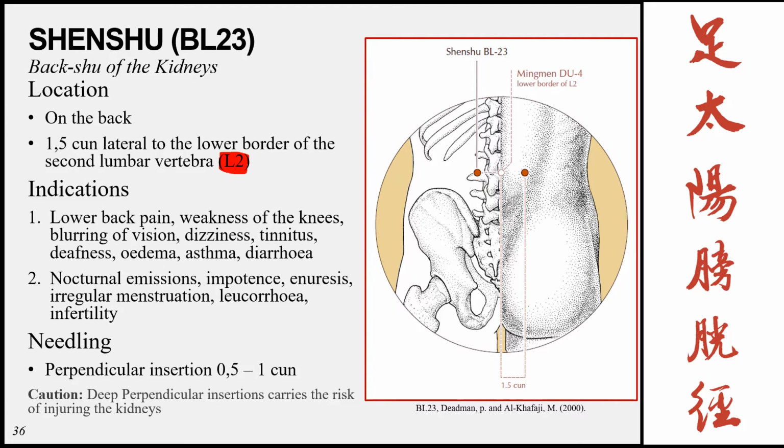Insertion, notes again, we can go perpendicular again here. So it's perpendicular insertion, 0.5 to 1 cun. Also note the depth is not that deep, as we still have the risk of puncturing the kidneys on this point.